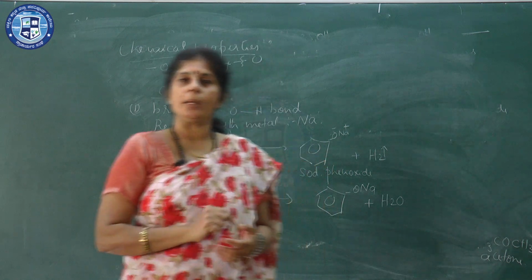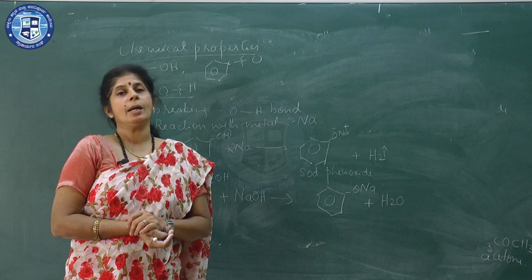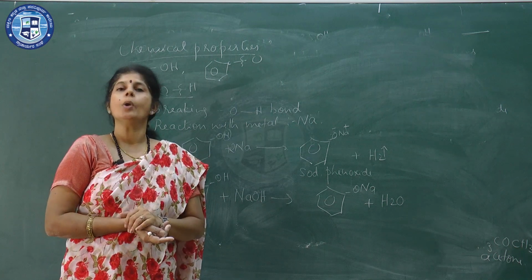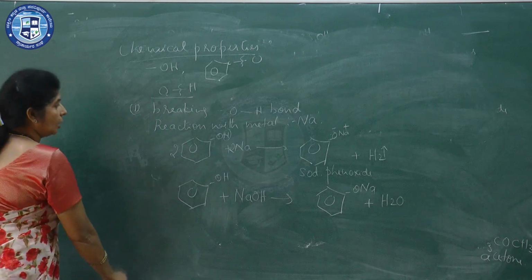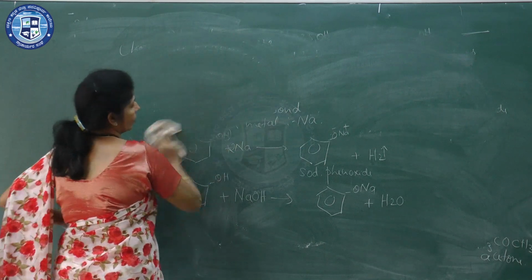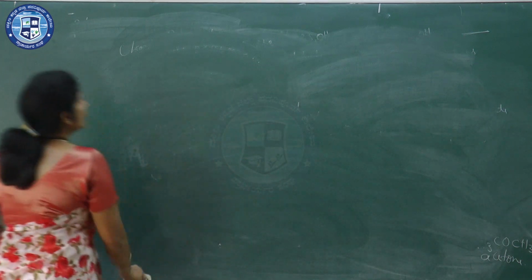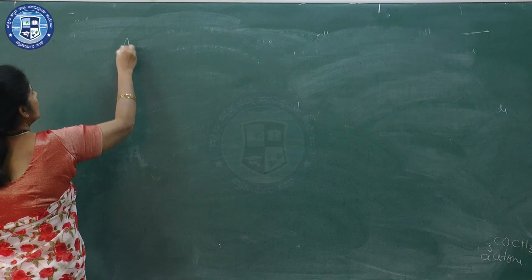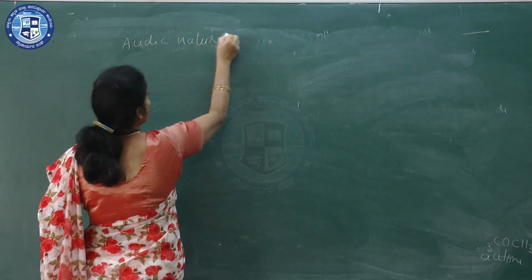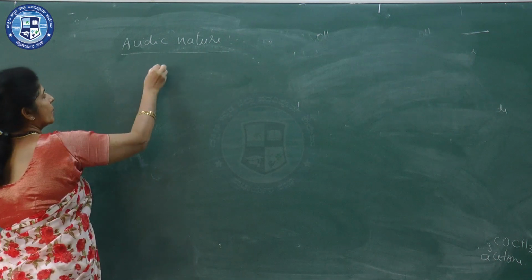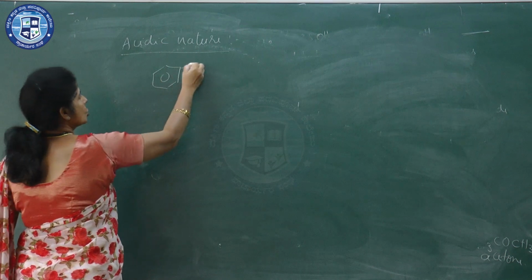Now we have to explain theoretically how phenols behave like acids, or how they have acidic properties. So let us go for the acidity of phenols, the acidic nature of phenols. Okay, I am writing it. You can write C6H5 ring structure as such, OH.